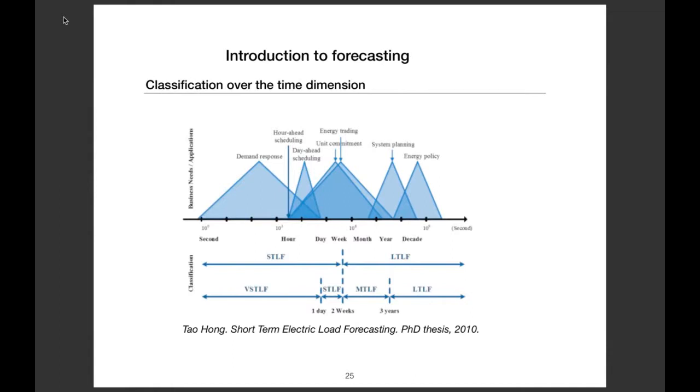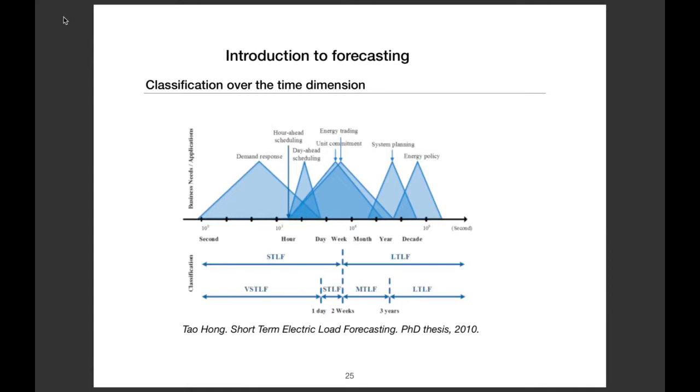For instance, very short-term forecasting is related to demand response or hour-rate scheduling, etc. Short-term forecasting, from 1 day to 2 days up to 1 week, is more used for unit commitment or energy trading. When you forecast energy generation or consumption with a horizon of 1 year, 2 years, 3 years, it is more used for system planning. And forecasting consumption or generation in the next decade or in 20 or 30 years is more used for energy policy.